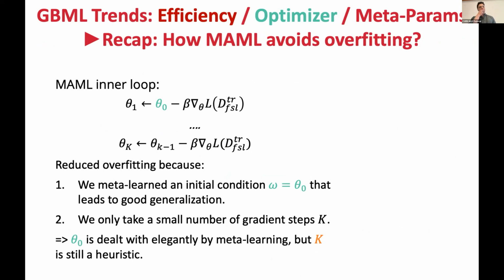And just to recap, the reason MAML is avoiding overfitting is, one, because you carefully chose this initial condition, but then also because you only did a few inner loop steps, right? So you can't overfit that much if you only do 1, 2, 3 inner loop steps rather than hundreds of thousands of inner loop steps. But one problem is that this number of inner loop steps K is something which is hard to optimize in the original MAML formulation.